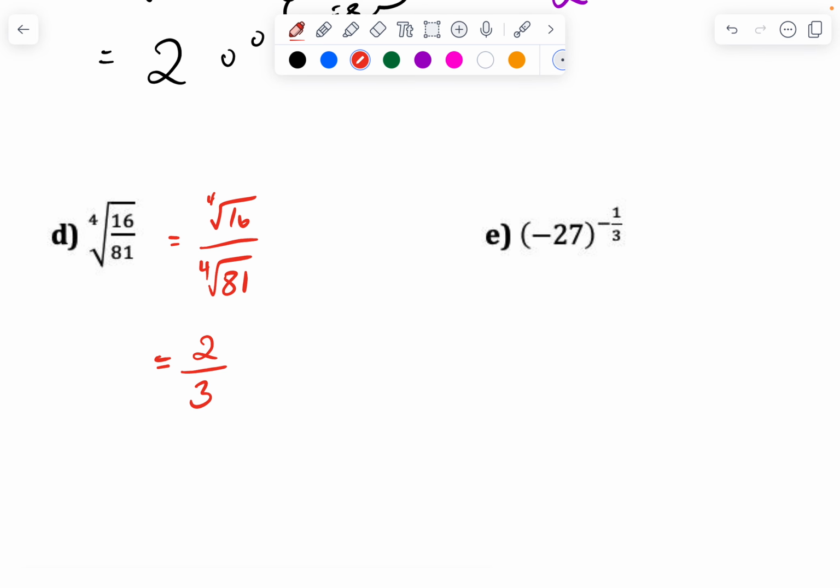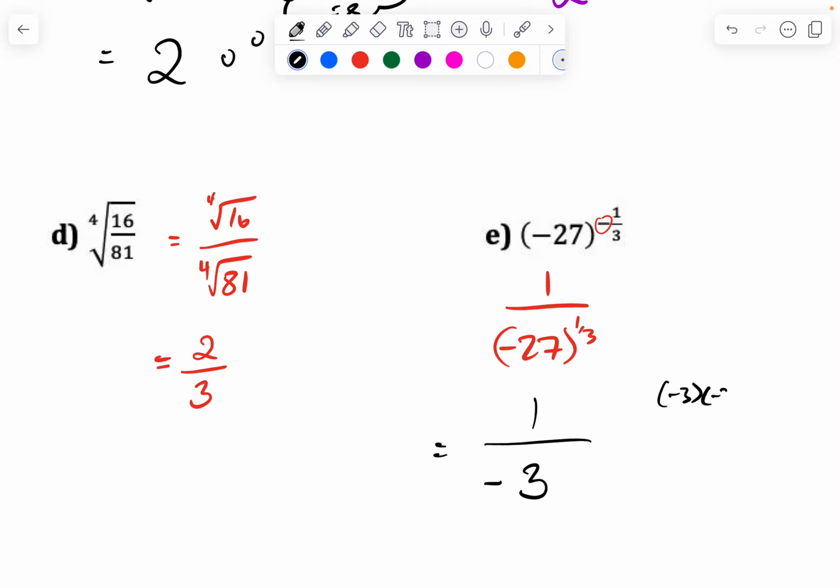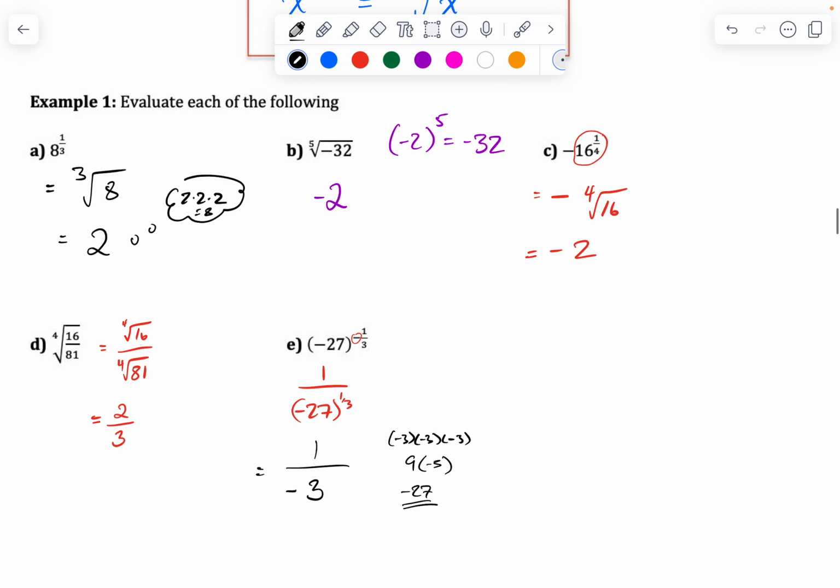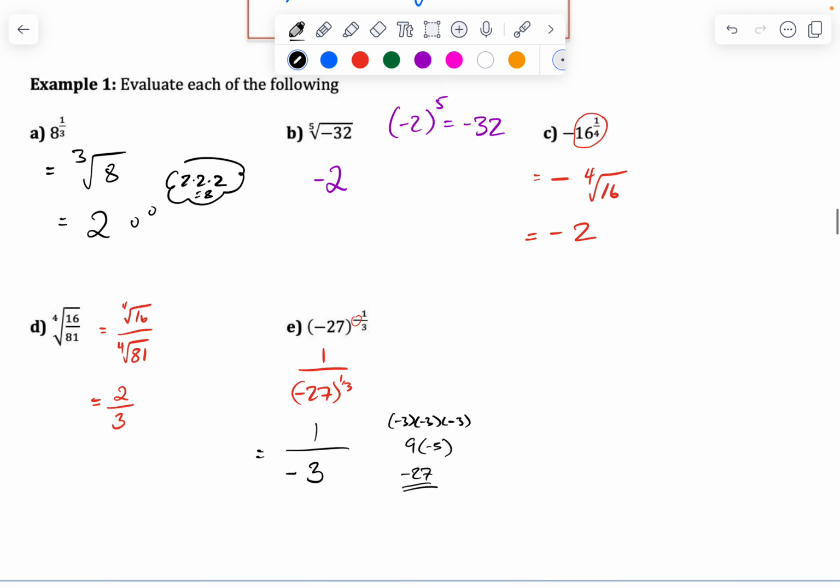All right, what about negative 27 to the negative 1/3? Well, first of all, it's negative 1/3, so that means that this is 1 over negative 27 to the power of positive 1/3. All right, which then means it's 1 over, and now it's negative 3, because negative 3 times negative 3 is 9, times another negative 3 is negative 27. Okay? So that's how to evaluate rational exponents.